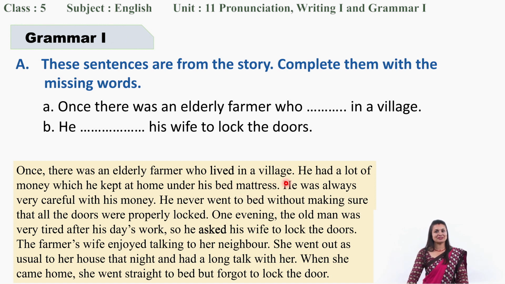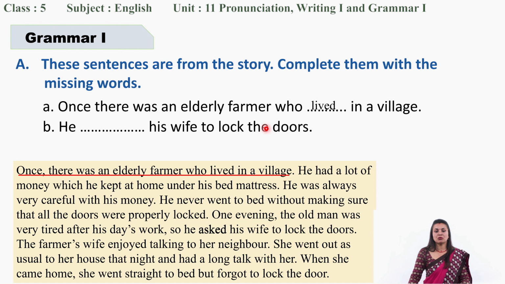Oh, you found out. Okay, let's see. Where is it? First line. Oh, let's see then. Once there was an elderly farmer who lived in a village. So what is the suitable word here? Yes, missing word is lived. That's good.